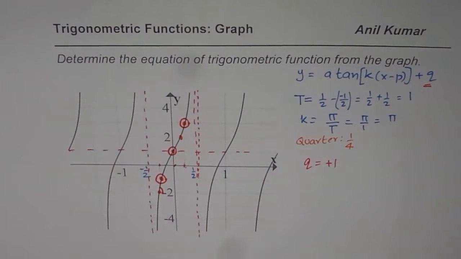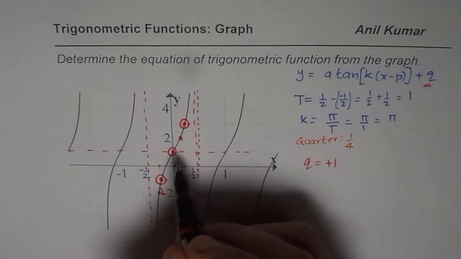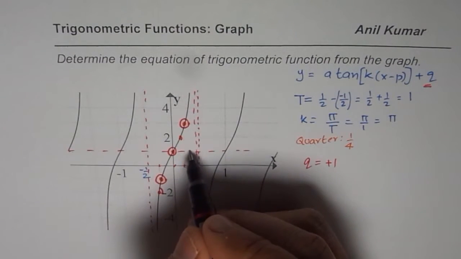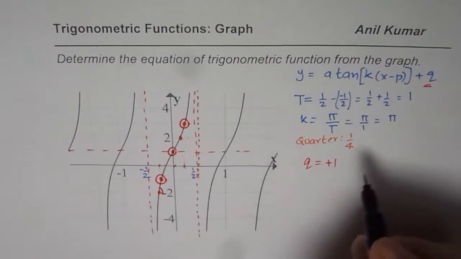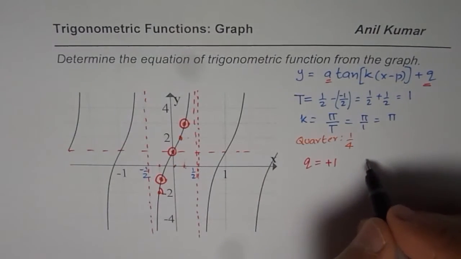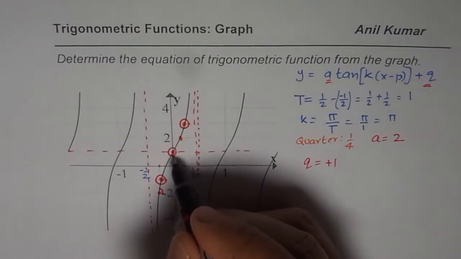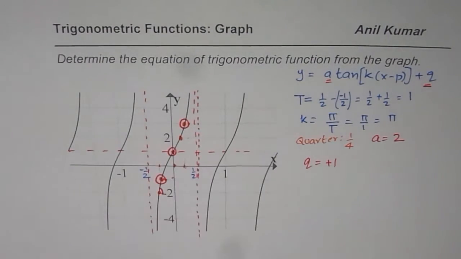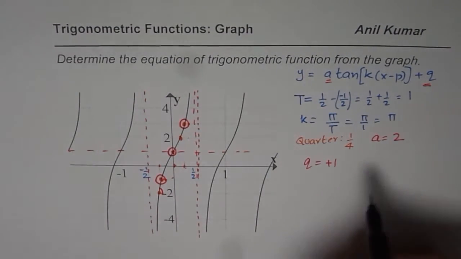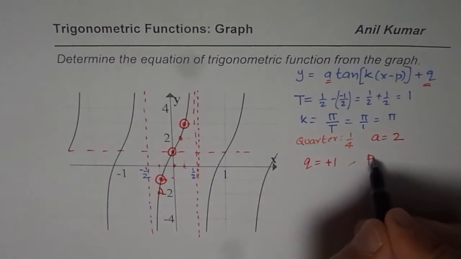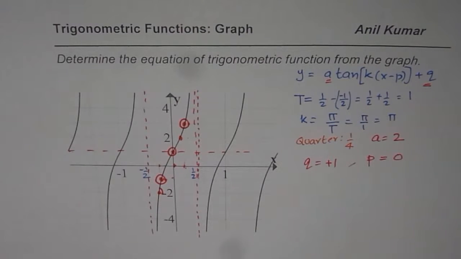The other point is at the quarter. What we find is that if you use the plus quarter value, it is 2 units away from there, right? That means the a value is 2. So using the quarter points, we get a value of 2. The other point is also 2 units away. Do you see that? So a is 2. Now since there is no horizontal movement, we have p equals 0.